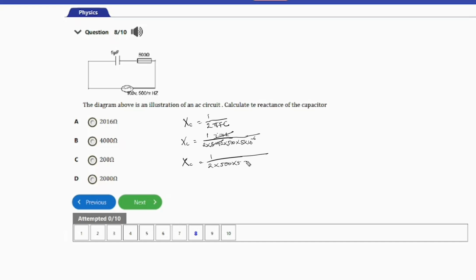So in this case, pi can cancel out, and then we'll have this to be 1 over 2 times 500 times 5 microfarads. 5 microfarads is 5 times 10 to the power of negative 6. So guys, we can take this 10 to the power of negative 6 up and it becomes positive. So in that case, we'll have the capacitive reactance XC to be equal to 10 to the power of 6 over 2 times 500 times 5. So guys, that's 200 ohms here, and that's option C.